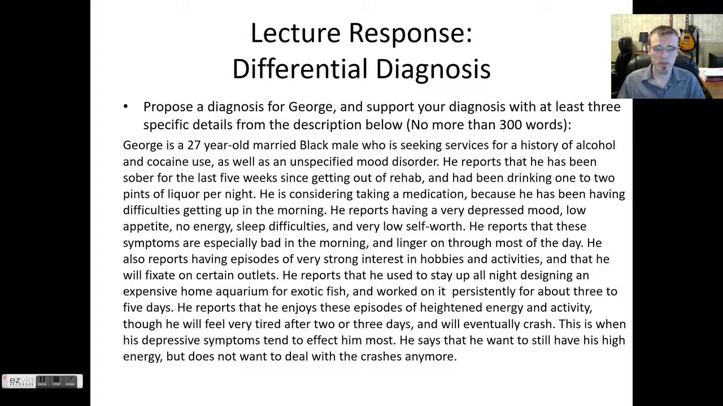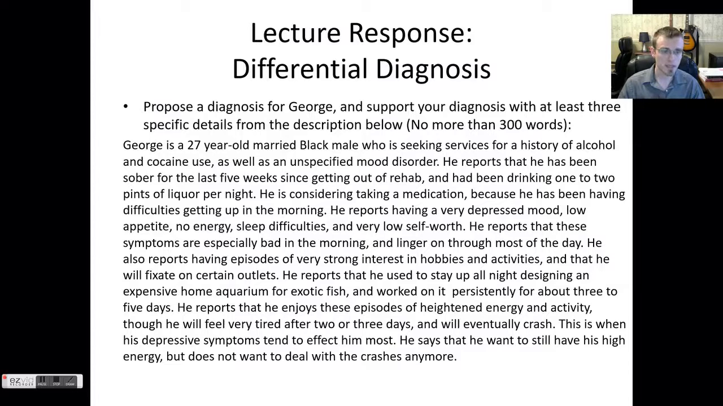George is a 27-year-old married black male who is seeking services for a history of alcohol and cocaine use, as well as an unspecified mood disorder, which he's not really sure of. He can just tell you that he has some sort of mood issues. He reports that he has been sober for at least 5 weeks since getting out of rehab and had been drinking 1 or 2 pints of liquor per night. So before then, right? He was drinking that much before he went in, but now he's 5 weeks sober.